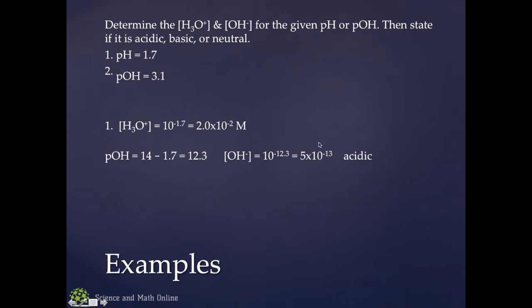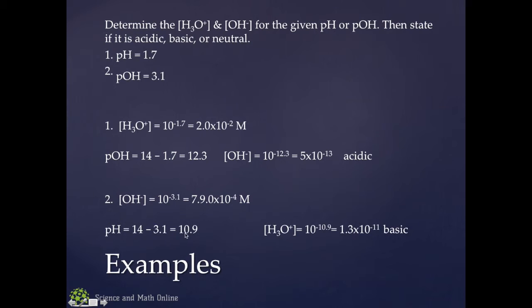Well, that pH was 1.7, so it is acidic. And then same thing with hydroxide. 10 to the negative 3.1 gives me my hydroxide concentration, because that's pOH. Subtract from 14 and use that to find hydronium concentration, and it's basic. And so that's the basics of using pH to find your values, so you can use them in calculations.